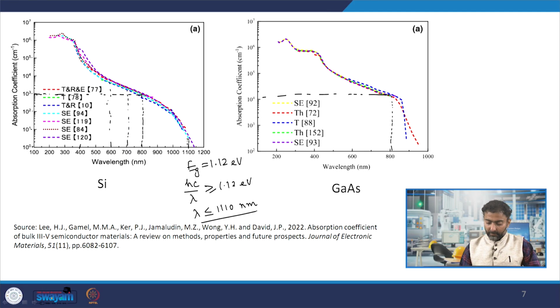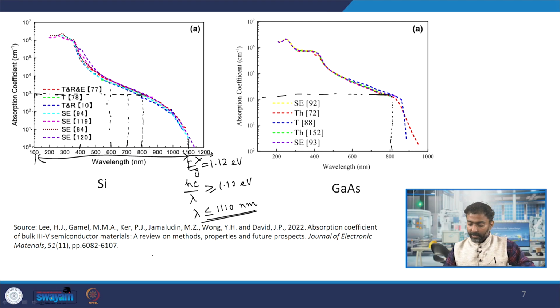So, basically if I am considering silicon, I will design the silicon solar cell so that it should be able to absorb up to a maximum of 1100 nanometer. Any wavelength beyond 1100 nanometer is useless for silicon, because those wavelengths do not have sufficient energy to raise the electron from valence band to conduction band. So, I will design the silicon solar cell only for wavelengths up to 1100 nanometer.